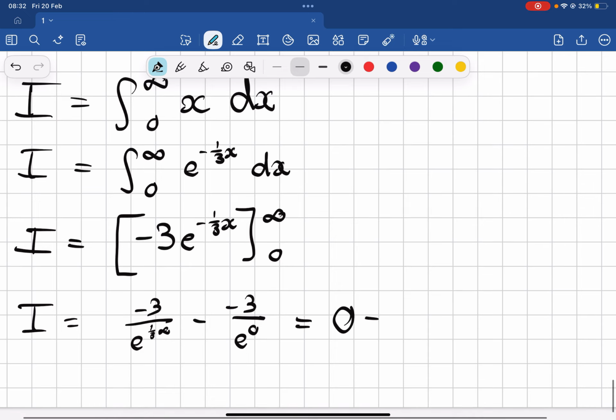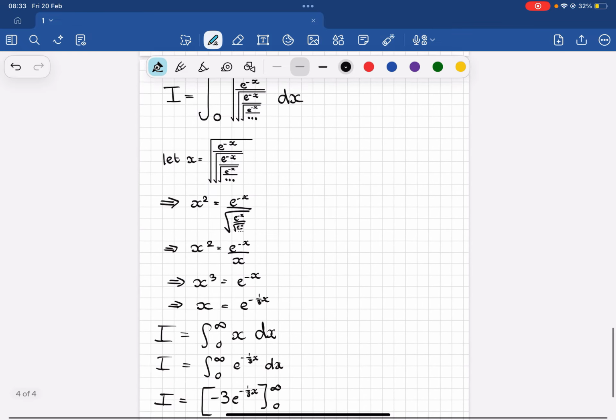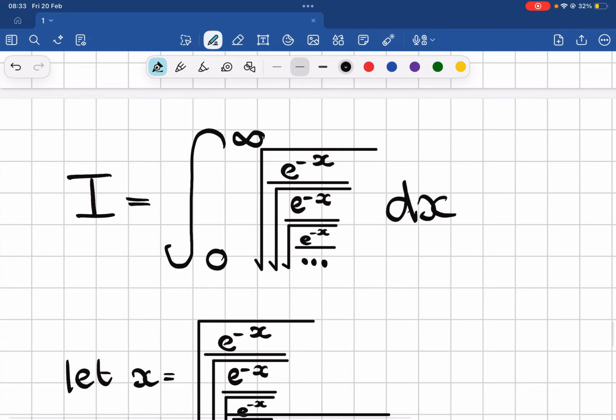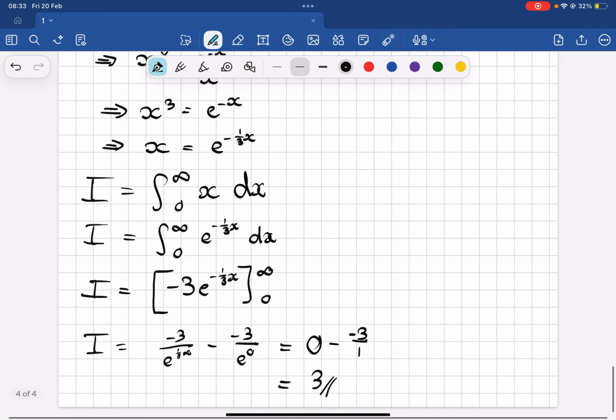So we have 0 minus 3 over e to the 0 equals 1. 0 minus, sorry, it should be a minus here as well. 0 minus 3 is just 3. So for a somewhat wacky looking problem, we've got a nice solution of 3. So that's the daily integral done.